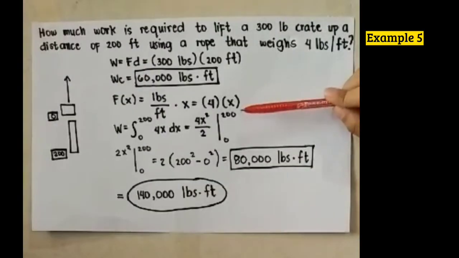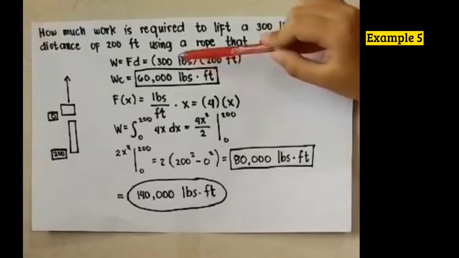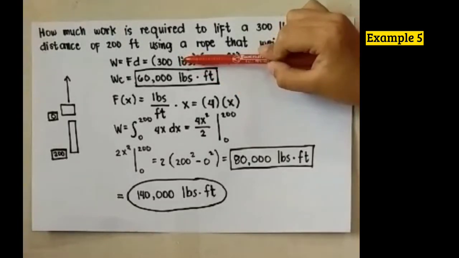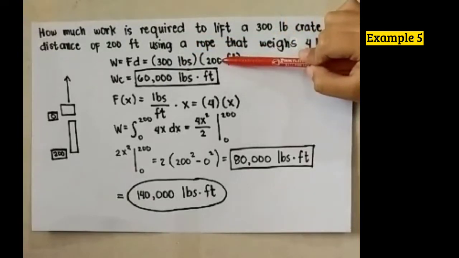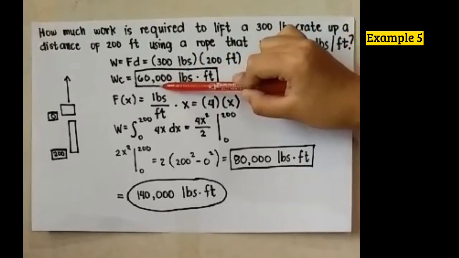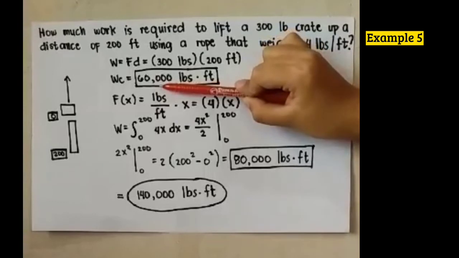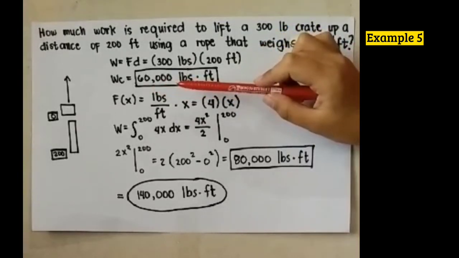How much work is required to lift a 300-pound crate up a distance of 200 feet using a rope that weighs 4 pounds per foot? So there are two parts. The first part is we need to lift up the crate. The work required is simply force times distance. The first is the weight of the crate, which is 300 pounds, lifted up by a distance of 200 feet. So it's 300 times 200 and that is 60,000 pounds times feet. So that's the work required just to lift the crate.